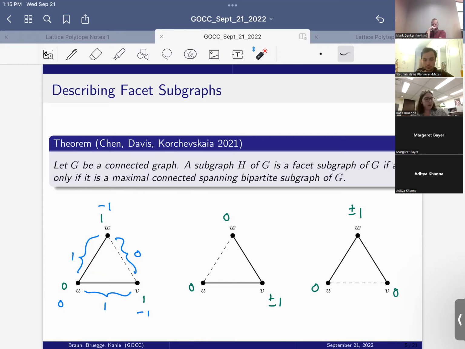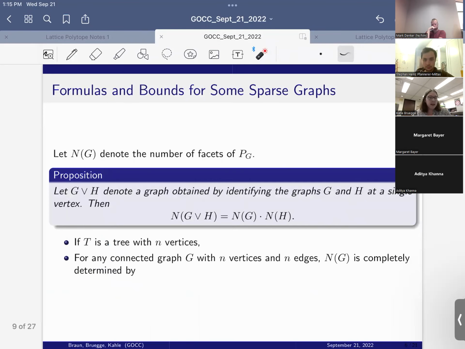So before we get to those results, one other thing that we get from this is a notion about what happens when we identify 2 graphs at a single vertex. So if we're going to let n of g denote the number of facets of the symmetric edge polytope of g, then if we take the wedge product of 2 graphs, just take g and h and identify them at a single vertex, then the facets are multiplicative. So the number of facets of g wedge h is the facets of g times the facets of h. So for a few families, this kind of gives us everything we need.